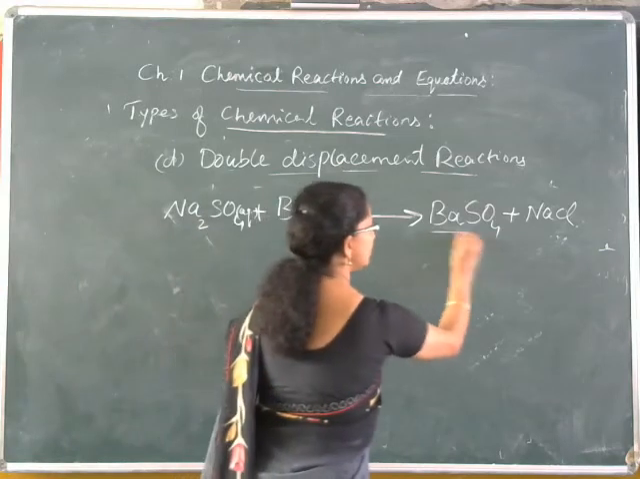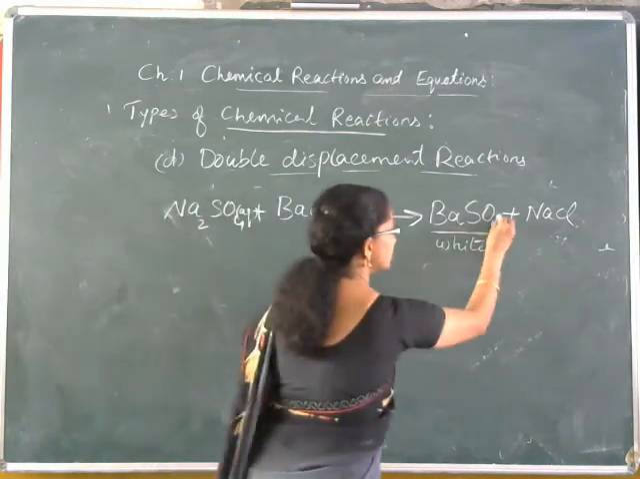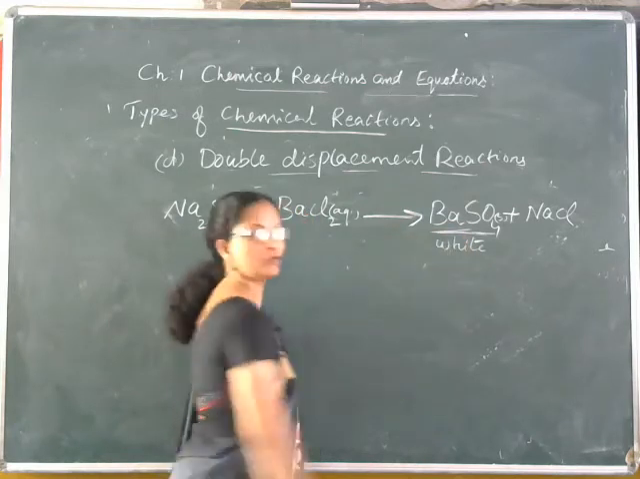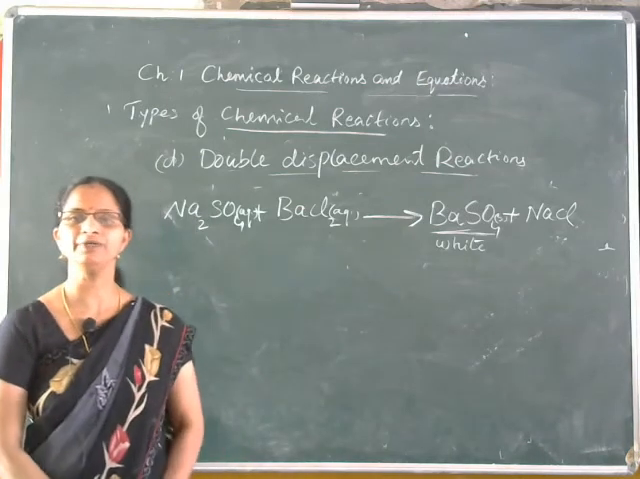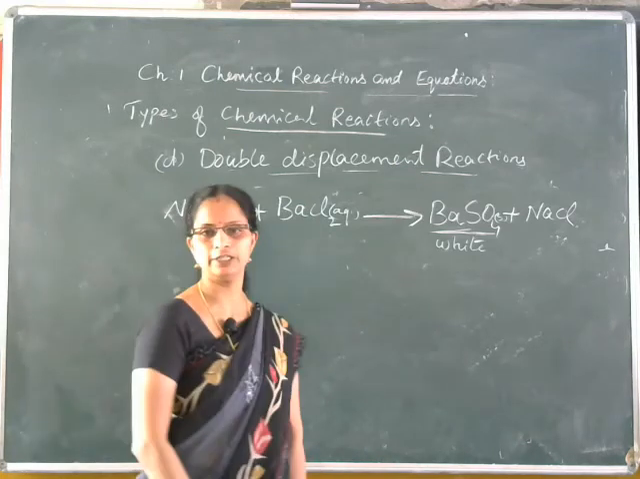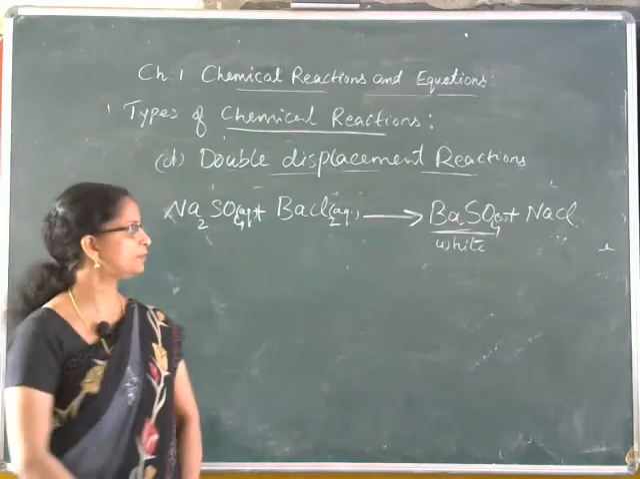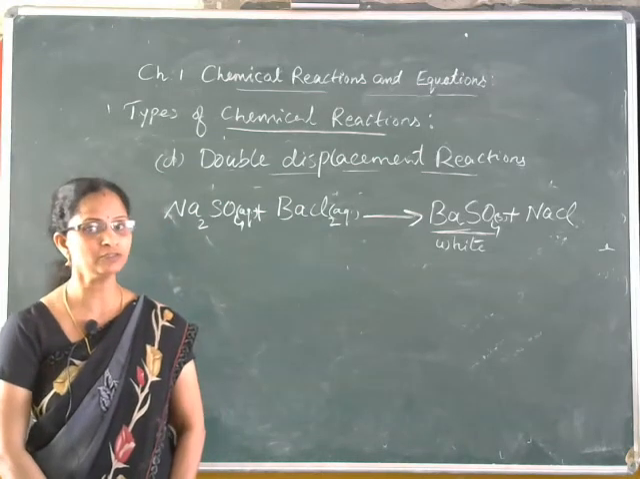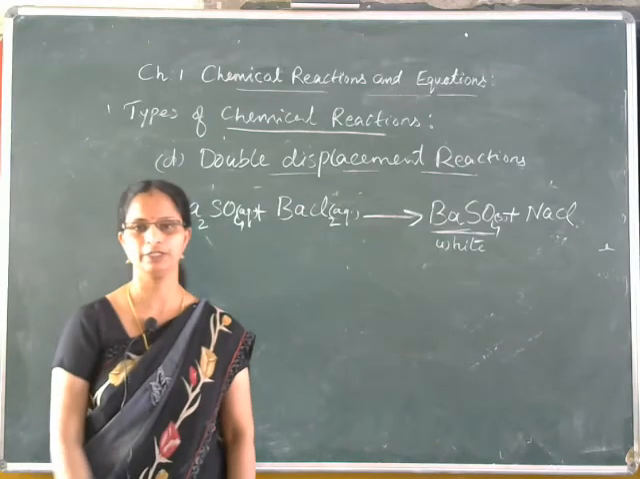Again we can see here BaSO4 is a white colored insoluble substance which is produced due to this reaction, and such products formed are known as precipitate. This type of reaction is also called a precipitation reaction, where when two substances react together an insoluble product is formed. But remember, all double displacement reactions are not precipitation reactions. Only when an insoluble substance is formed is it said to be a precipitation reaction.